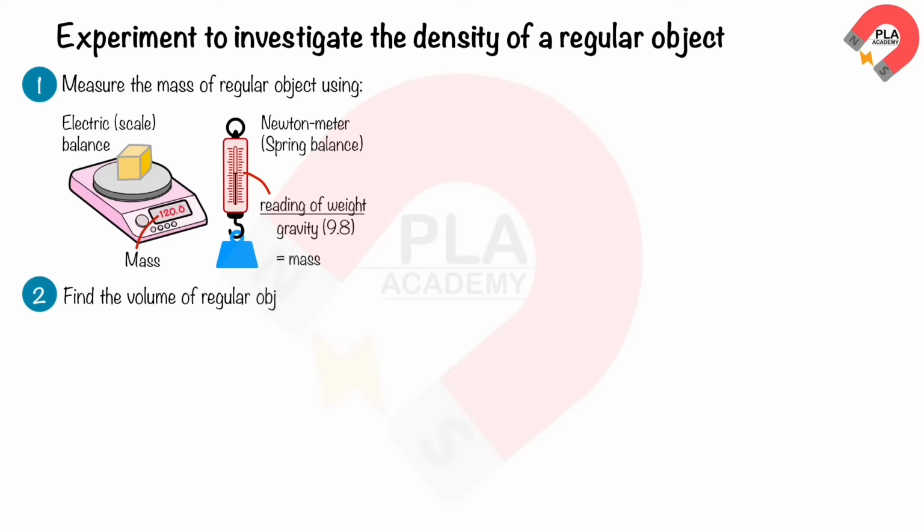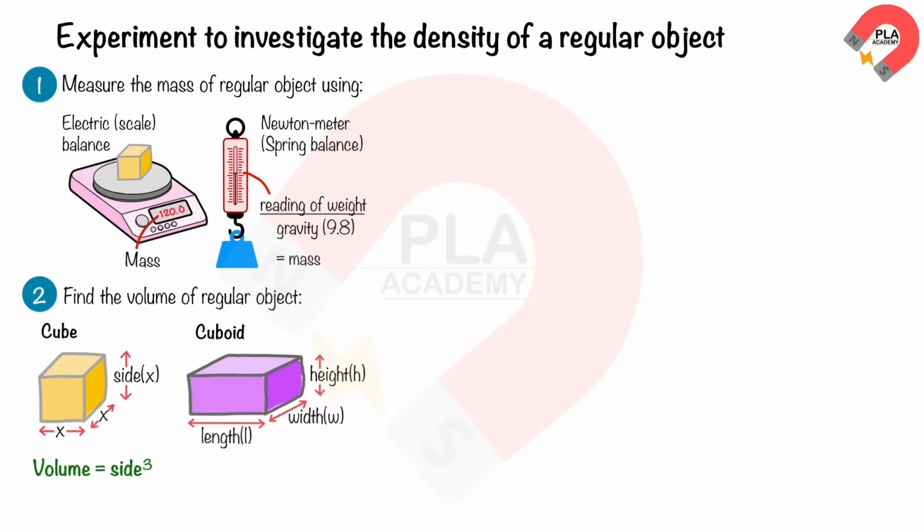2. Find the volume of a regular object by measuring its dimensions and calculating the volume using the formula. For example, for a cube, measure the length of each side with a ruler. Calculate its volume using V equals side cubed. For a cuboid, measure the length, width and height with a ruler.